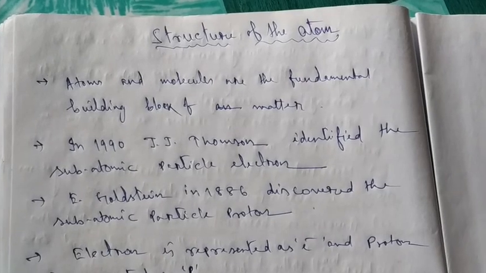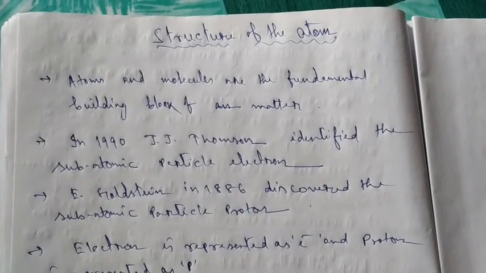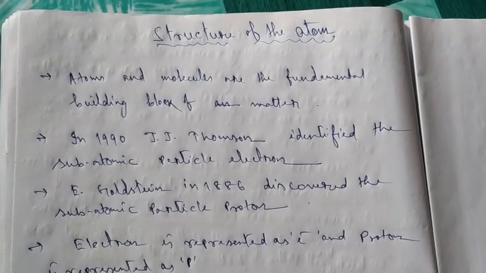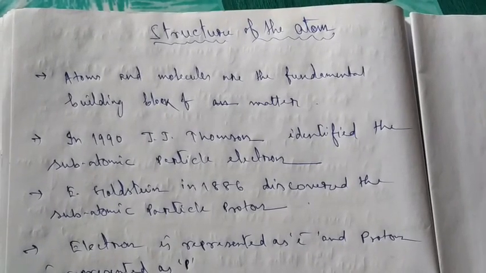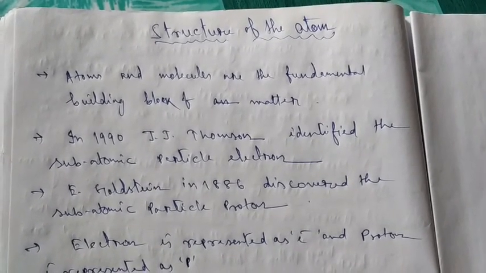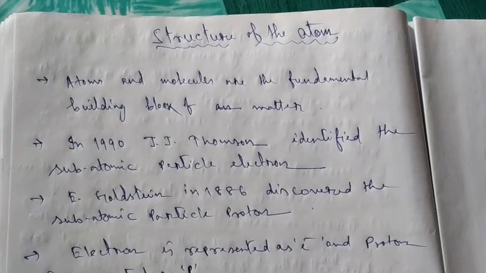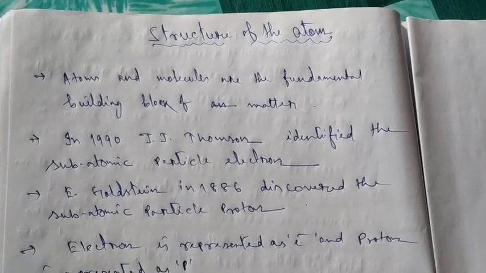Today we are going to start a new chapter. This is chapter number 4, structure of the atom, which will come under unit test 2 syllabus. So far we have completed up to the half yearly syllabus, right? Now in this chapter we are going to discuss in detail how the structure of the atom will be. That means what are the constituents of an atom.